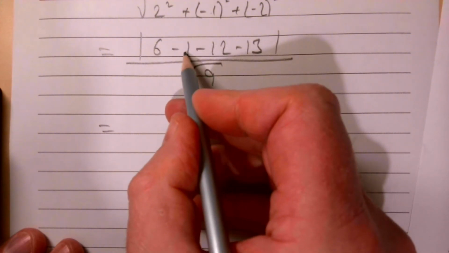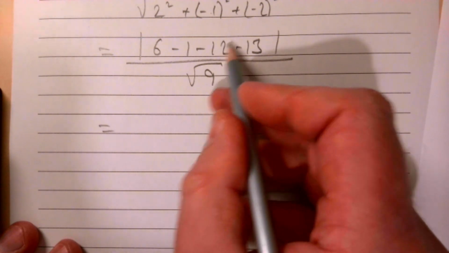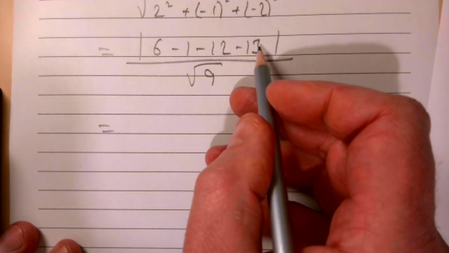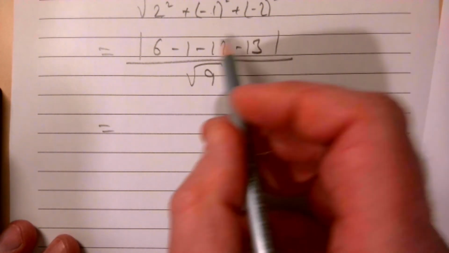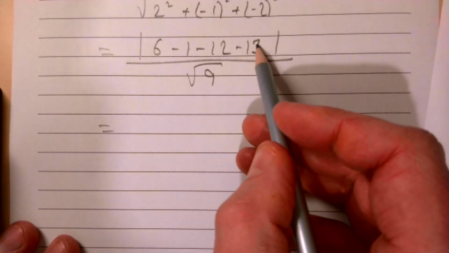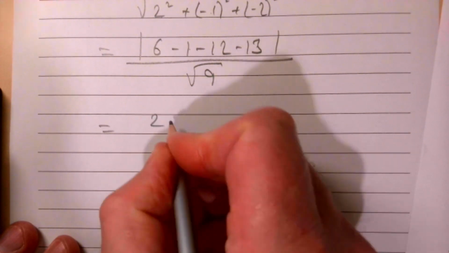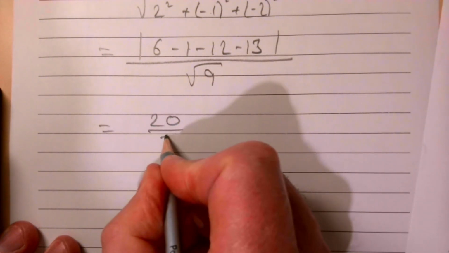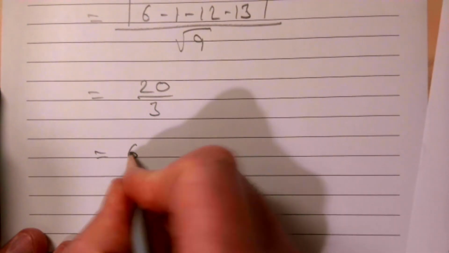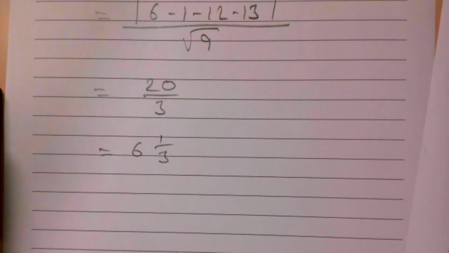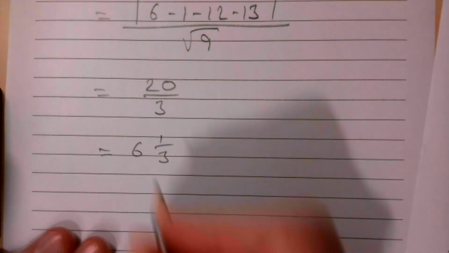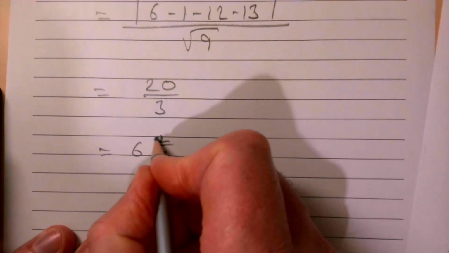6 take away 1 is 5, take away 12, take away 13. Sorry, I lose my mind here. 1 plus 12 plus 13 is 26, so that's minus 26 plus 6, so we just end up with 20 over 3, and our answer is 6 1/3. It's not, it's 6 2/3, so close.